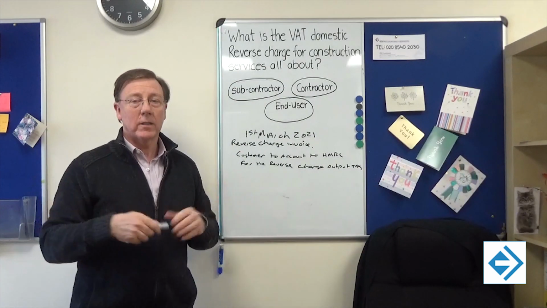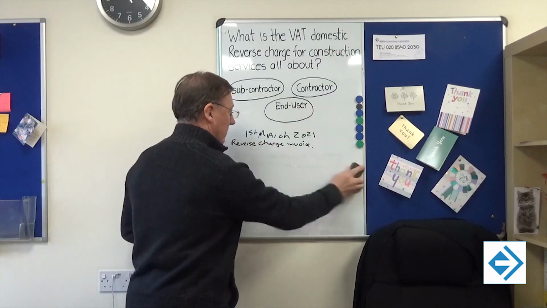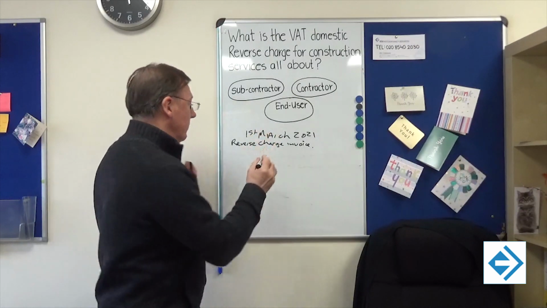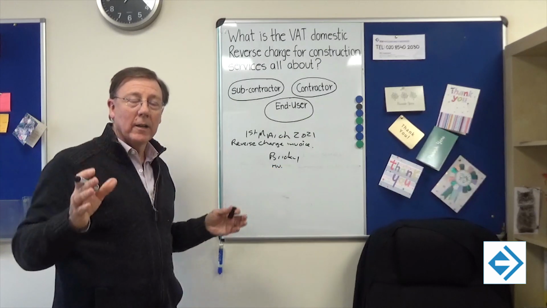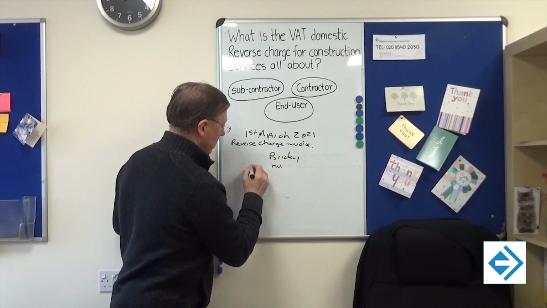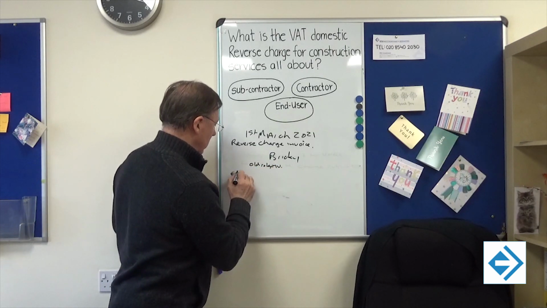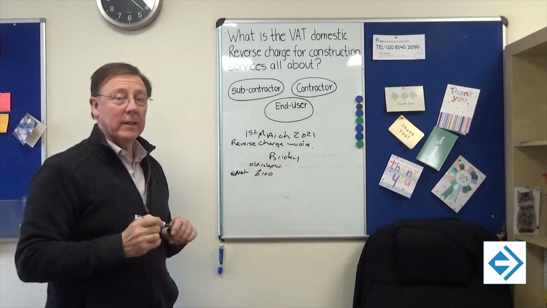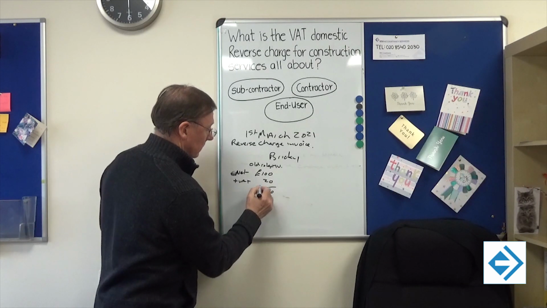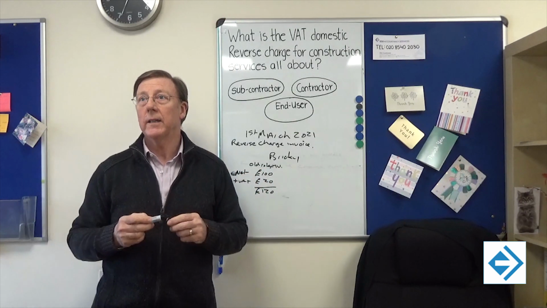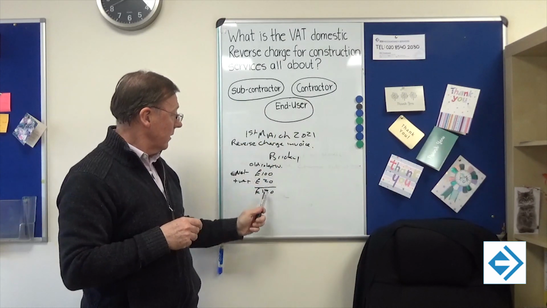So basically, let's say for an example that we've got a brickie and he issues an invoice. Okay, so let's say he's going to charge the contractor £100. So under the old rules, it would be £100. Okay, he would also then add VAT at £20. That's the old rules. Okay, so therefore the contractor would have given the subcontractor £120.